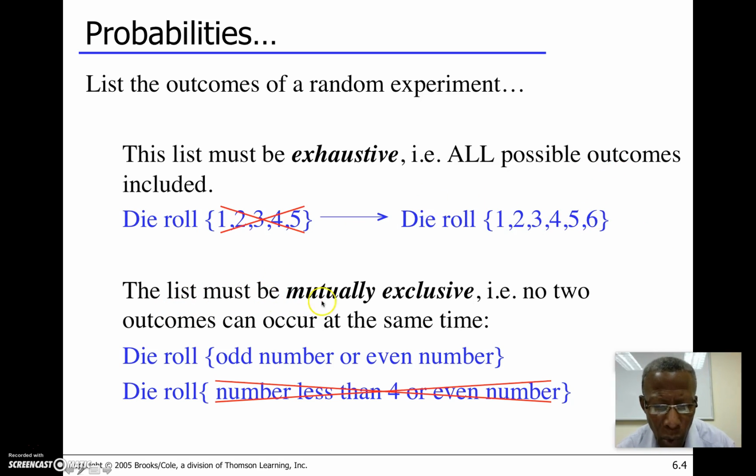The list must be mutually exclusive. That is, no two outcomes can occur at the same time. Die roll, you get an odd number or an even number. You cannot get an odd number and an even number at the same time. Getting an odd number excludes getting an even number at the same time in any given roll of the die.